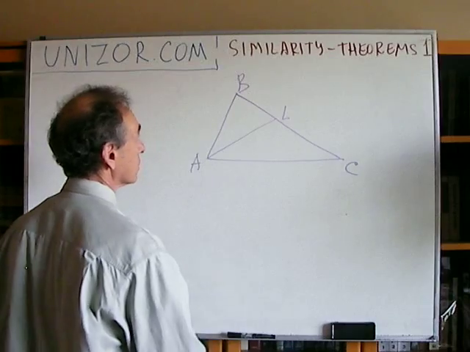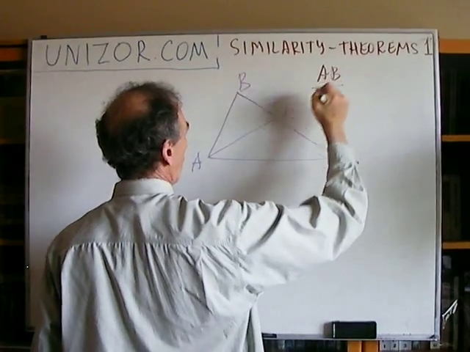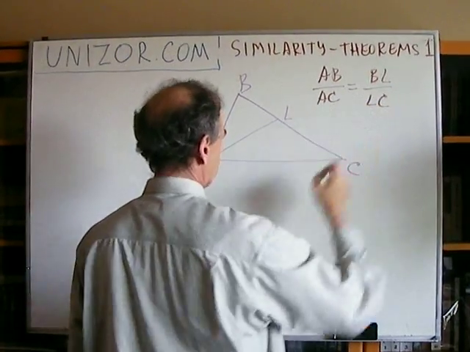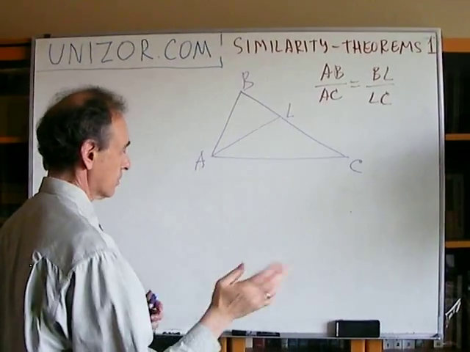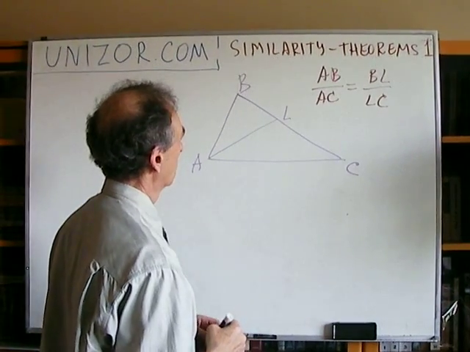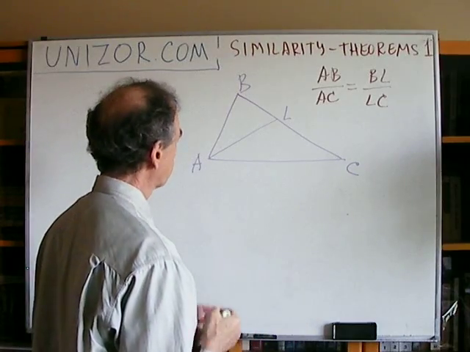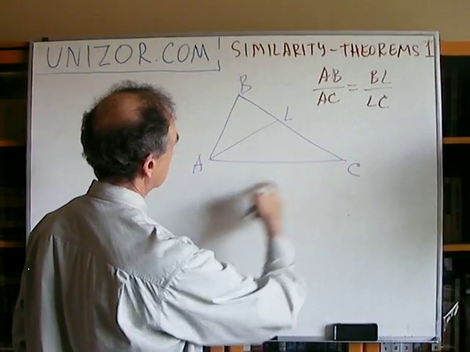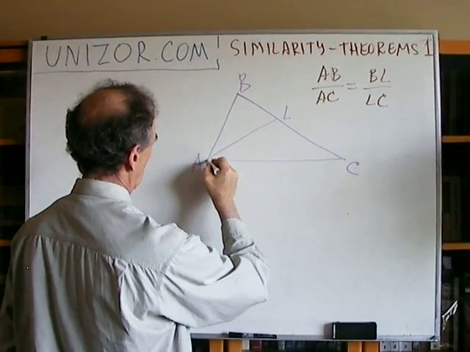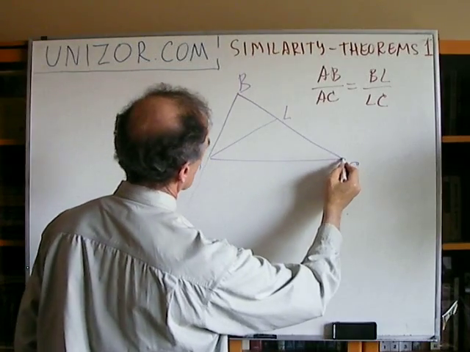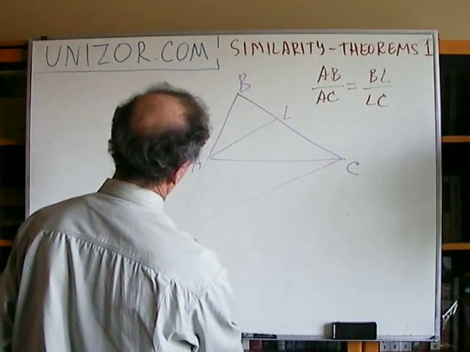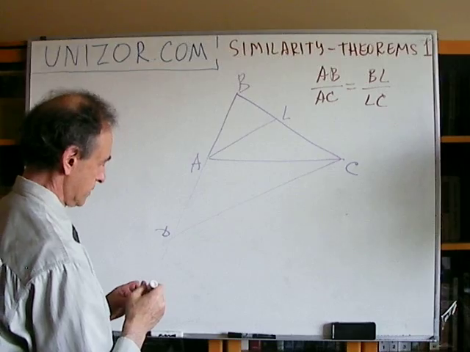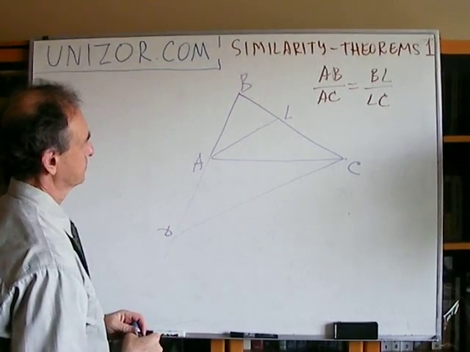I'll put it on the top. AB over AC equals BL over LC. However, considering that this is not really an obvious thing, the proof is not really very difficult. Here it is. Let's draw a line from C parallel to AL until it intersects, at point D, with the continuation of AB.